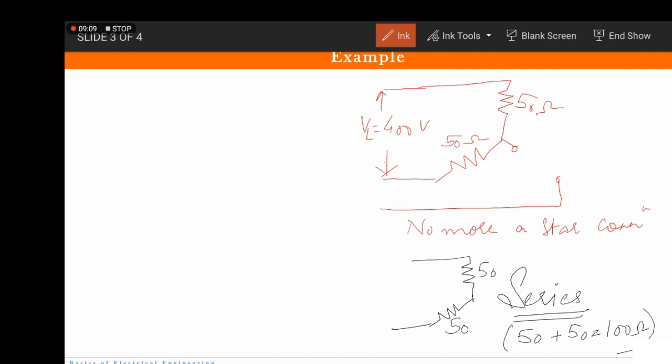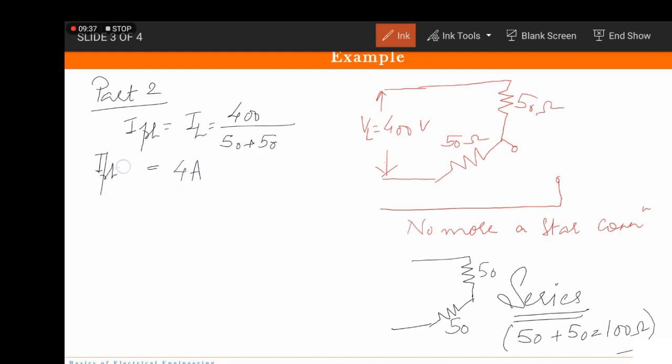Now I shall write here part 2. Okay? Now what will be my phase current? Phase current and line current both are same. Correct? So it is going to be the total voltage upon the total resistance, which is 50 plus 50. So the answer comes out to be the phase current or line current, they are same and the value is 4 amperes. Okay.